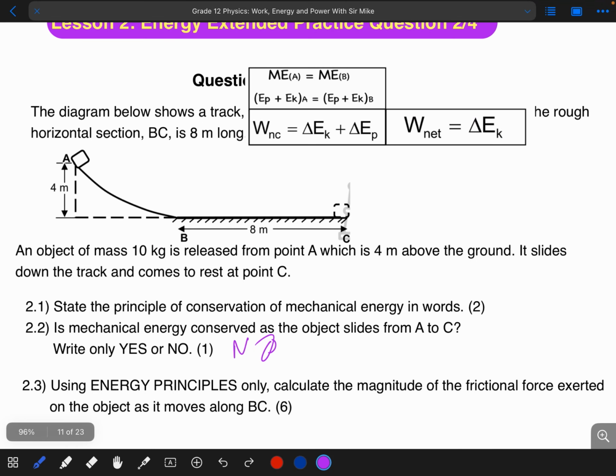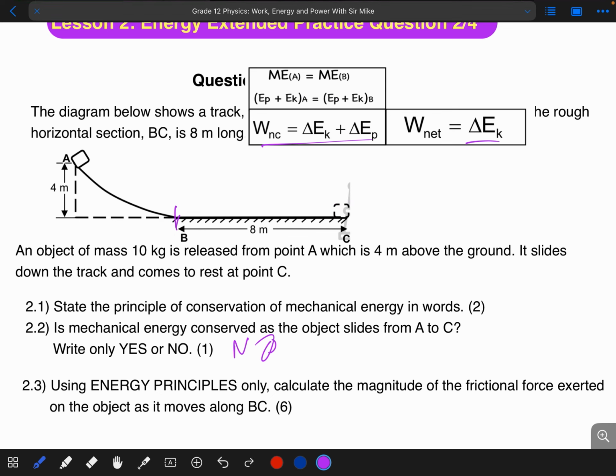To use any of these equations on that section, we would need to know the speed of the object at point B, because these equations include both the speed of the object at this point and at that point. We do not know the speed of the object at point B.